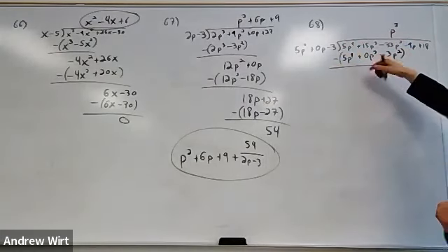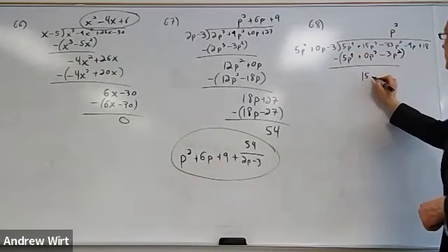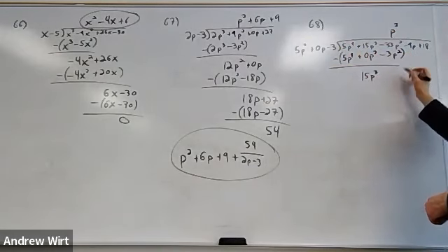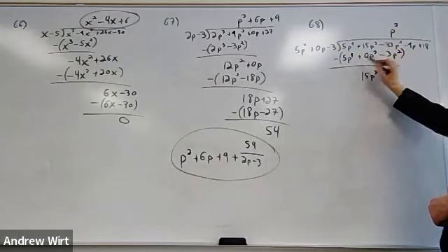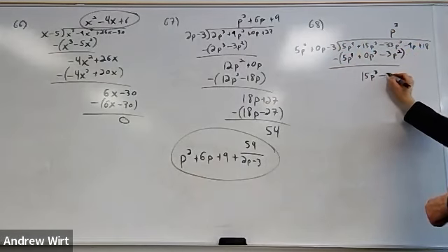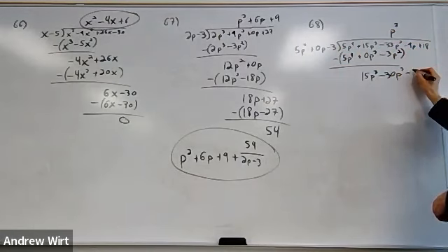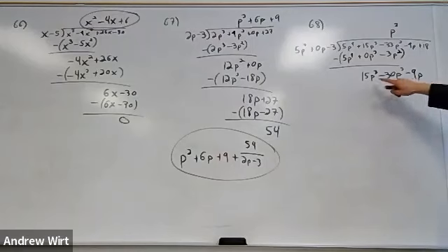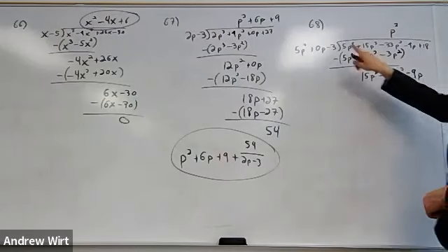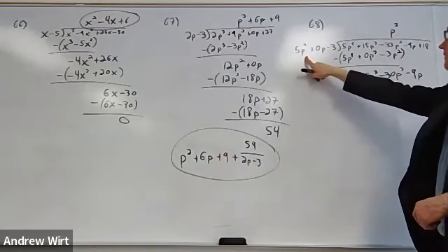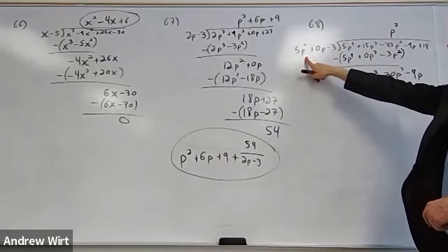Subtracting, that goes away. 15 minus 0 is 15, so we get 15p to the 3rd. Negative 33 minus negative 3, that's plus 3, so negative 30p squared. And then bring down the next one, minus 9p. Now we need to match 15p to the third. So 15p to the third divided by 5p squared is 3p.